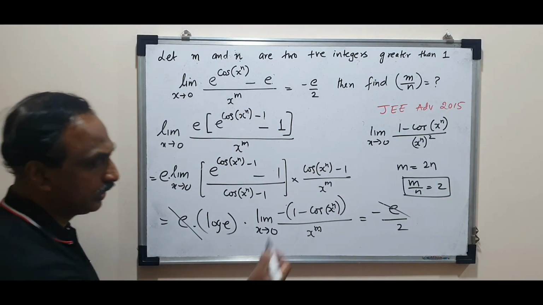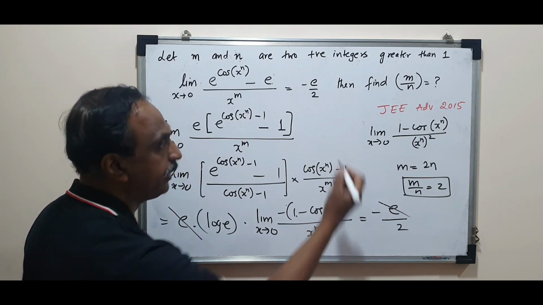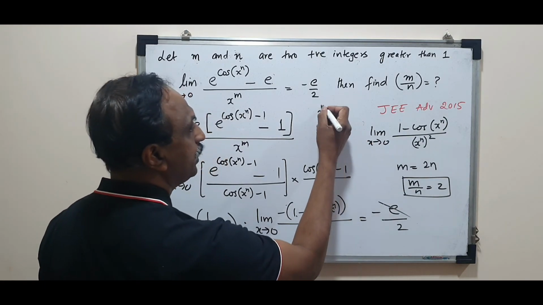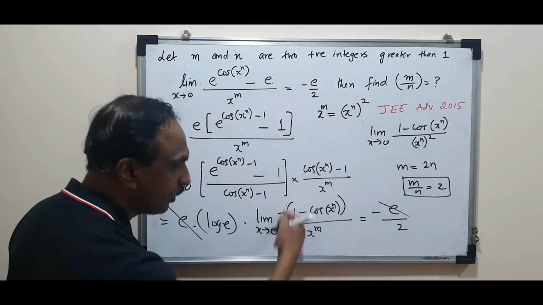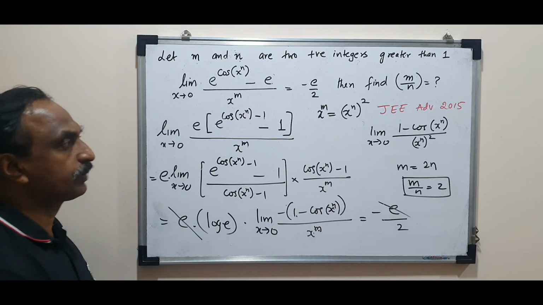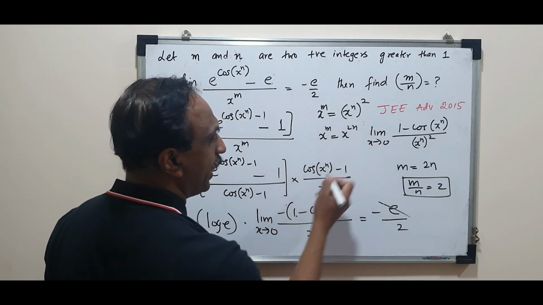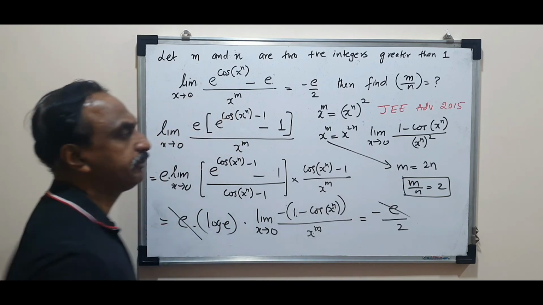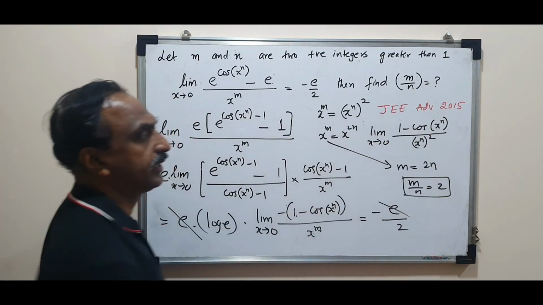I hope you understood. 1 minus cos theta upon theta square, that means x raised to m should be equal to x raised to n the whole square. Then only this will become half. Otherwise it will not become half. So x raised to m should be equal to x raised to 2n, which means m should be equal to 2n, which means m by n should be equal to 2, and that is your answer.